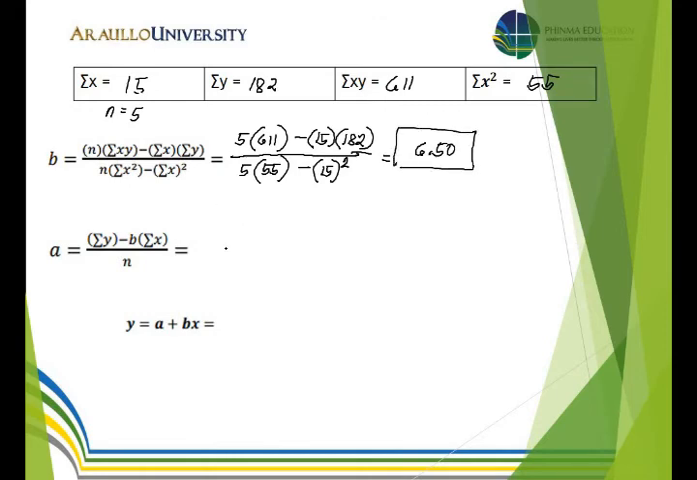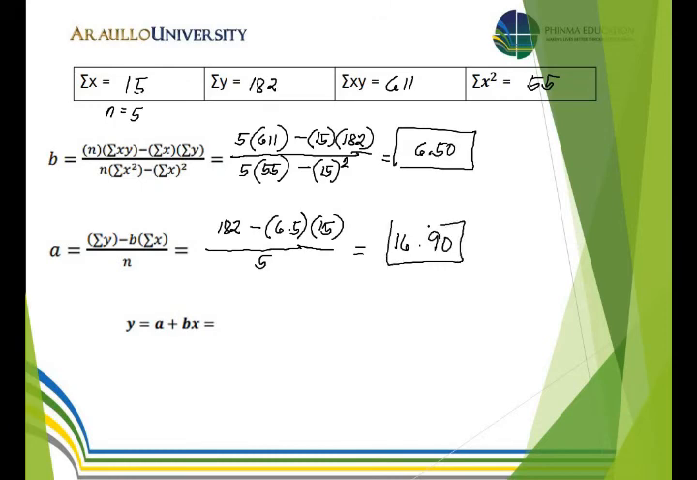Next, how about a? Summation of y is 182 minus the b that we got, 6.5 or 6.50, multiplied by summation of x, which is 15, divided by the number of data, which is 5. When we encode that in the calculator, we get 16.90 or 16.9. So we have the value of b, which is 6.5, and the value of a is 16.90.